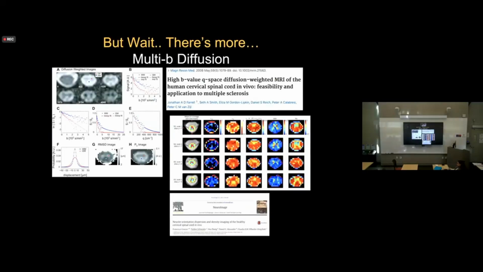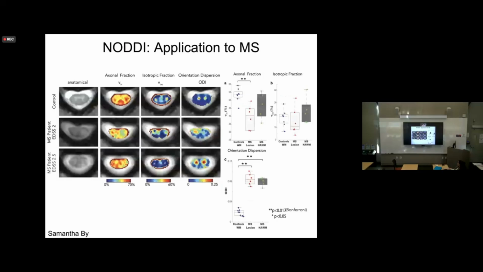And this sort of originated with the earlier work that was multi-B imaging that was done by Jonathan Farrell and some of the early NODDI work that was done out of Oxford. I'm sorry, UCL. I misspoke there. So multi-B value feeds this idea that we can start to propose more models and look at things like NODDI, for example, in the spinal cord, where we show that compared to a healthy control, the orientation dispersion, for example, is different in patients, in MS patients compared to our healthy control.